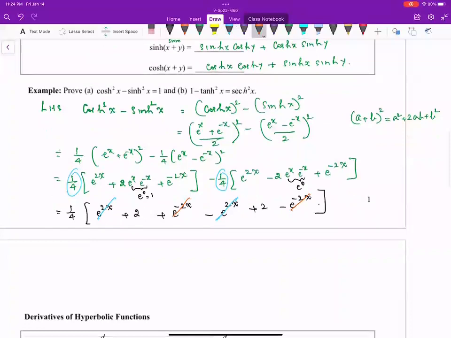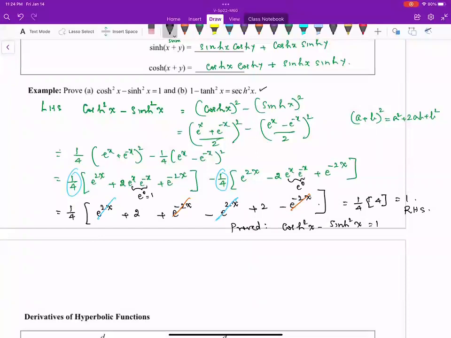That is just 4 inside. There is a 4 outside. There is a 4 inside, which will add up to 1, which is now the right-hand side. So we have proved cosine hyperbolic square x minus sine hyperbolic square x equal to 1.